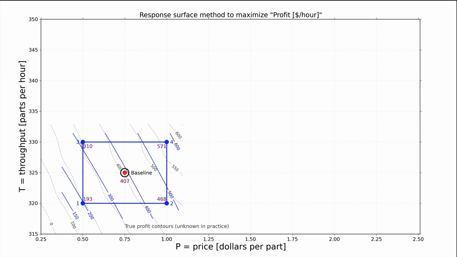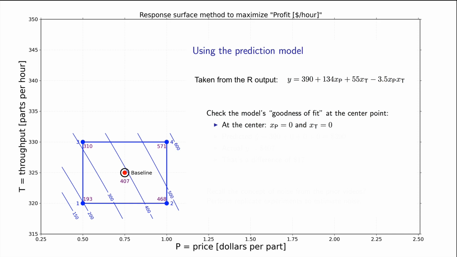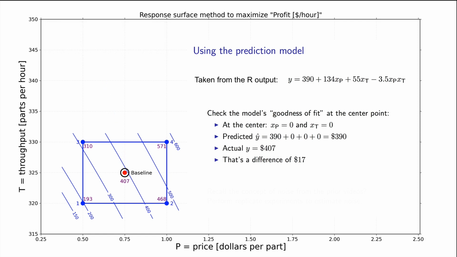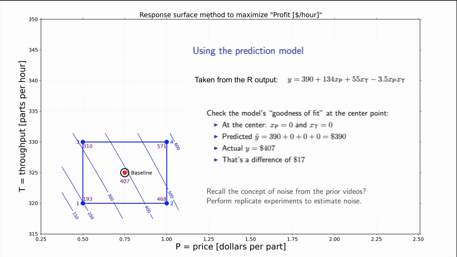Now in practice, we don't really know where these true contours in the dashed gray really are. But let's go use the model and test its prediction ability. And right at the center point, where the coded values are 0 and 0 for xt and xp respectively, we can use the model and predict a value of $390. Notice that the actual value at the center is $407. That's a $17 difference. It gives an idea of what statisticians call goodness of fit of the model. In other words, it tells us how well that model approximates the true surface.